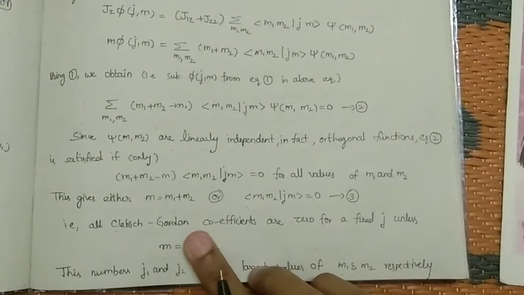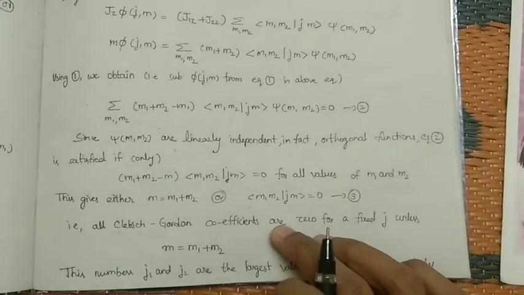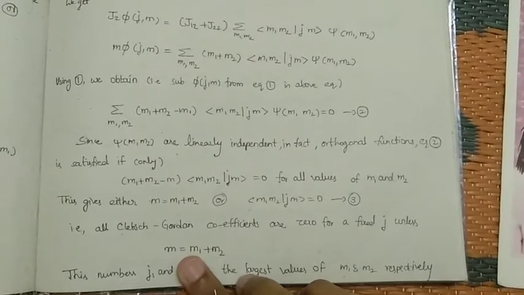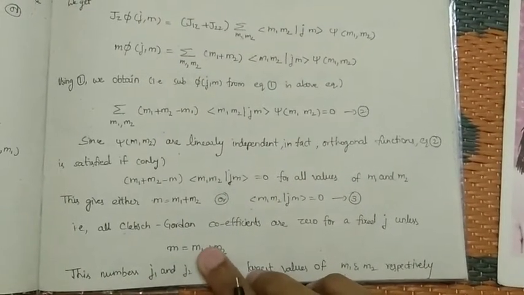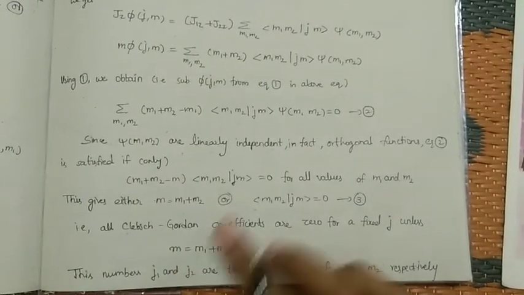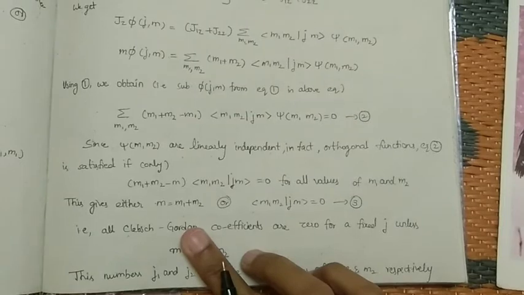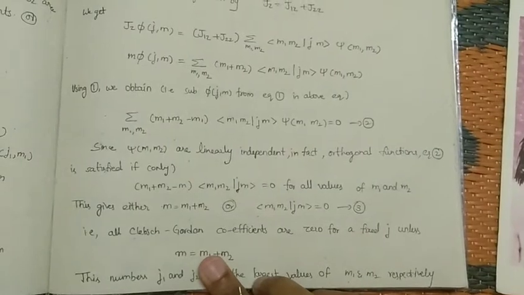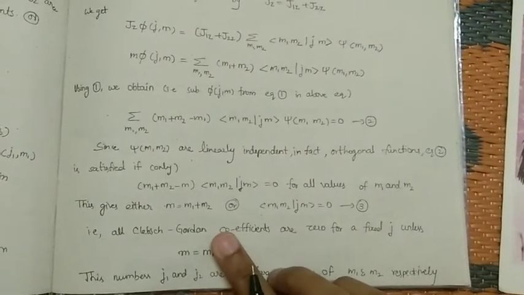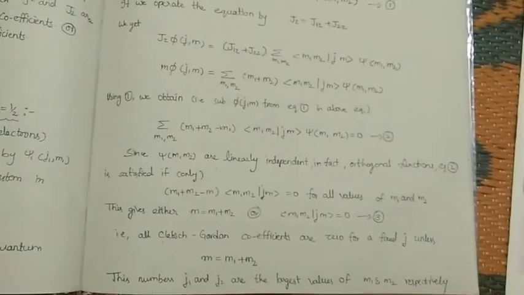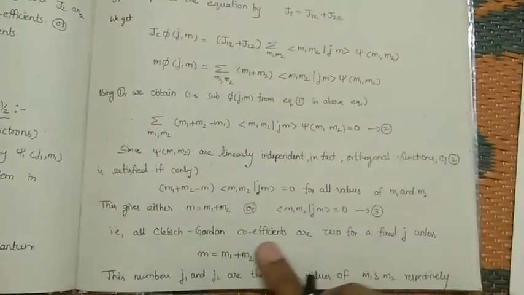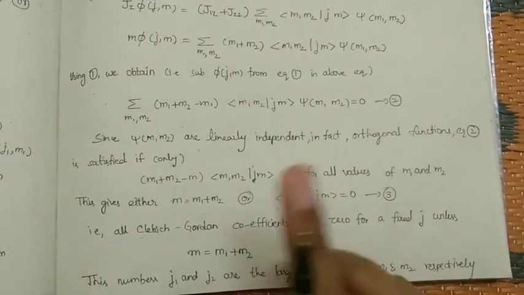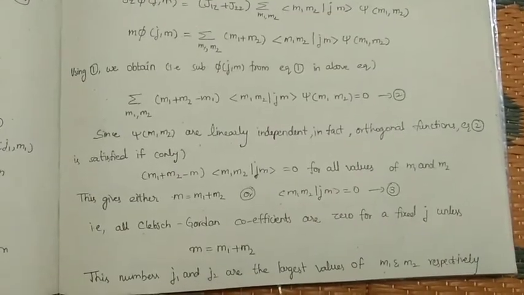So what they are saying is, all the Clebsch Gordan coefficients are 0 unless m is equals to m1 plus m2. When m is equals to m1 plus m2, then you will not have the Clebsch Gordan coefficient equal to 0. When m is not equal to m1 plus m2, then you would have the Clebsch Gordan coefficient as 0. So that is the meaning of these terms. So when this condition is satisfied, then only you would have Clebsch Gordan coefficients. Otherwise, the Clebsch Gordan coefficient is 0.